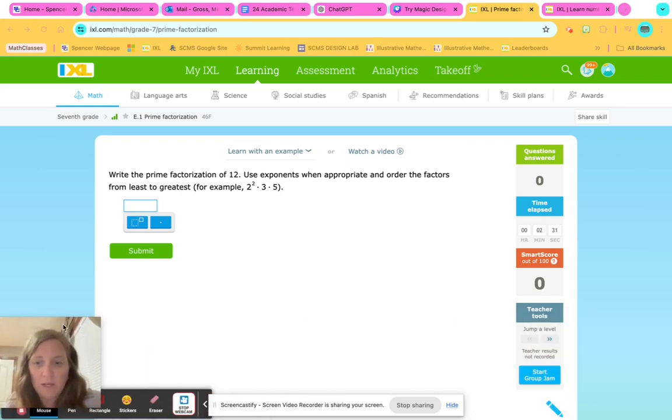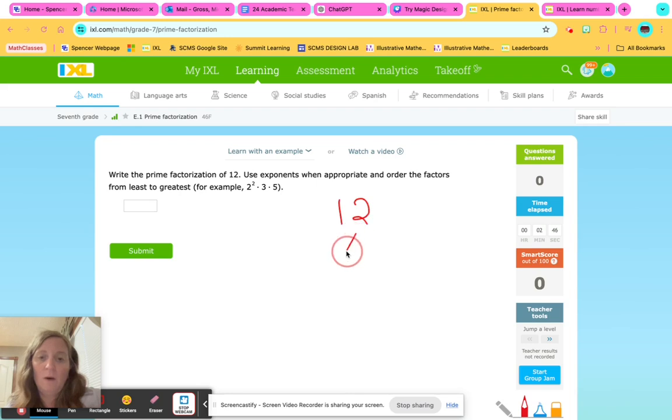12. I'm gonna move this over here real quick. And so we're going to break 12 down into, I'm going to make it a different color. So we're going to break 12 down into its prime numbers. So all I'm going to start with is I'm going to make a little factor tree. This is kind of how I do it.